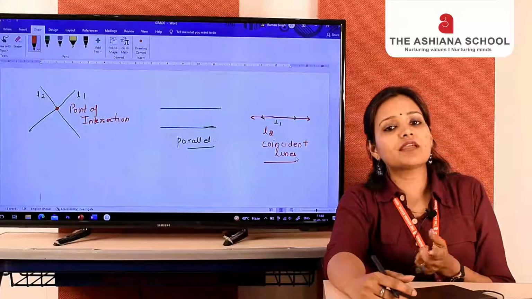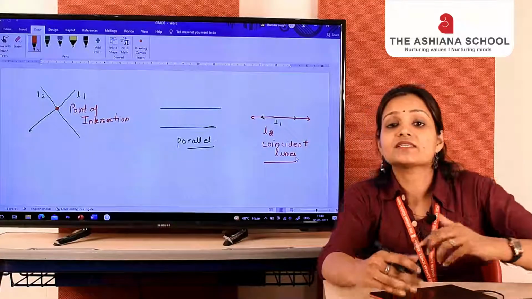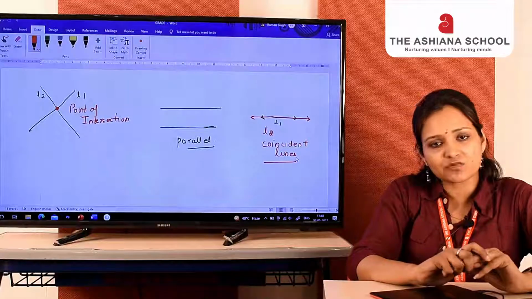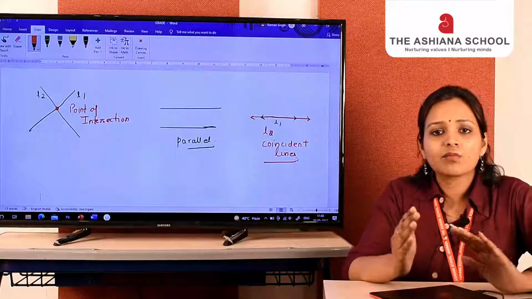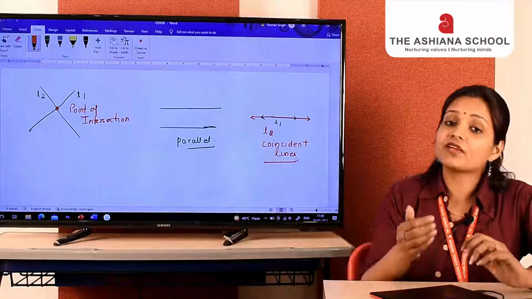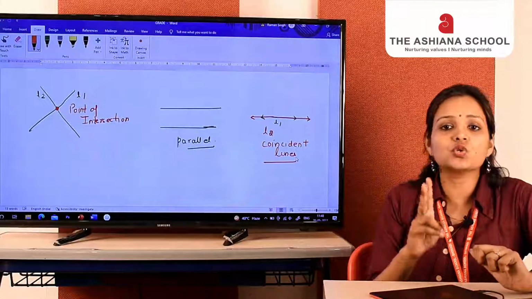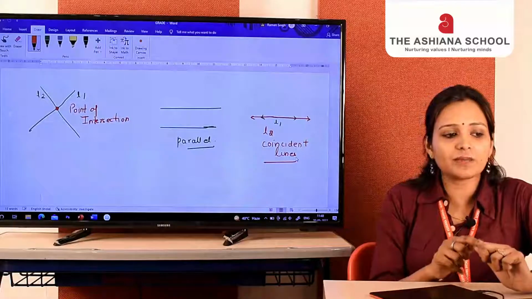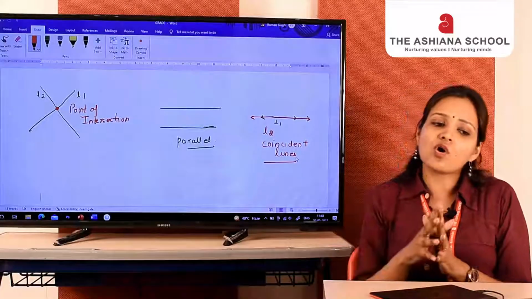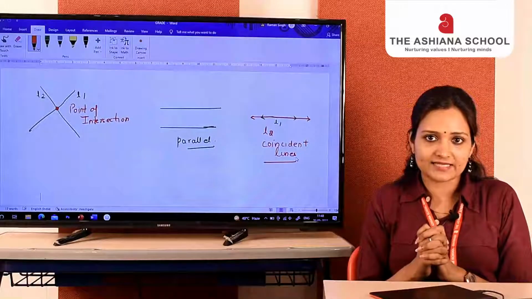Right, children? So, in this class, we have studied the two equations are said to be linear when the degree of the variable is 1. The standard form of pair of linear equations in two variables would be ax plus by plus c is equal to 0. We have also seen that the two lines can either be intersecting lines, they can be parallel lines, or they are coincident lines, right?